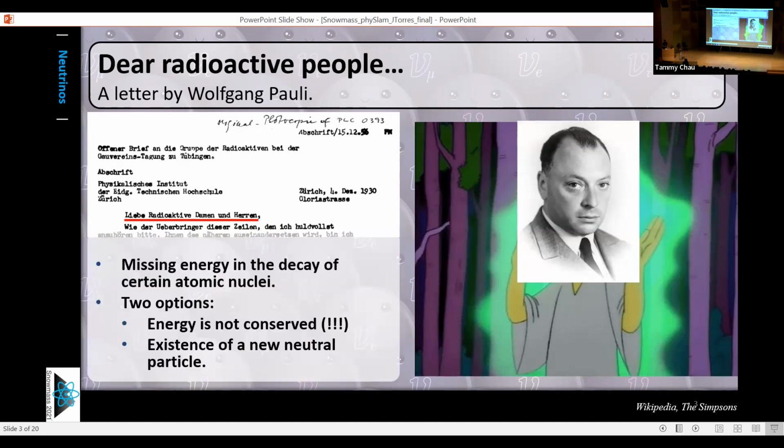So there was a problem at the time in which there was missing energy in the decay of certain atomic nuclei. There was energy that couldn't be accounted for. So there were two solutions to that. One of them is that energy is not conserved, which would be very bad for physics. These are centers of physics telling you energy is conserved, there's conservation of energy. The other option is that there is a neutral particle that is carrying away this energy. And this is what Pauli proposed.